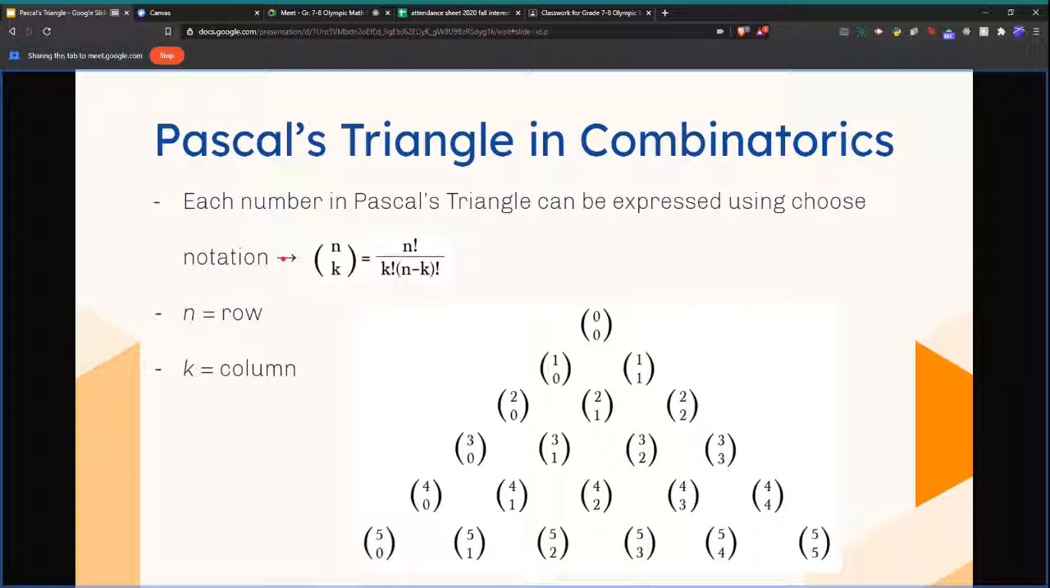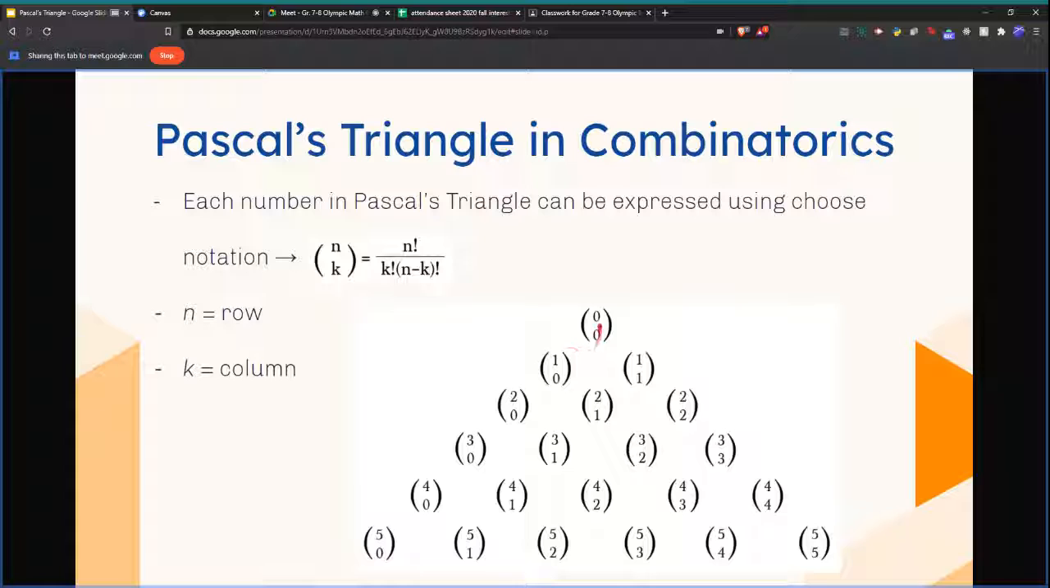And if you remember choose notation from last week, it looks like this. So n choose k is equal to this fraction right here. And for this choose notation, we have n equal to the row number. So n is the top number in the choose notation. This is equal to the row number. For Pascal's triangle, we actually start with row 0, and same thing for the column, we start the columns on 0. So we're doing 0 indexing right here. And k, the bottom number, is equal to the column number.